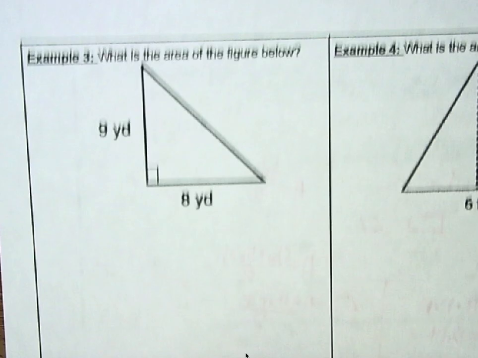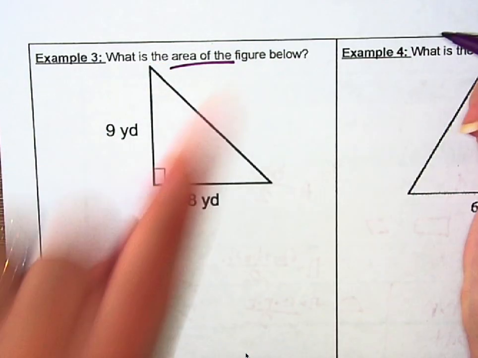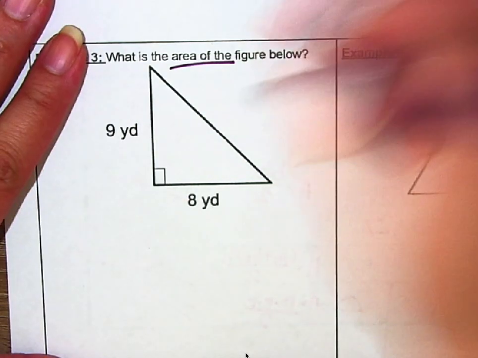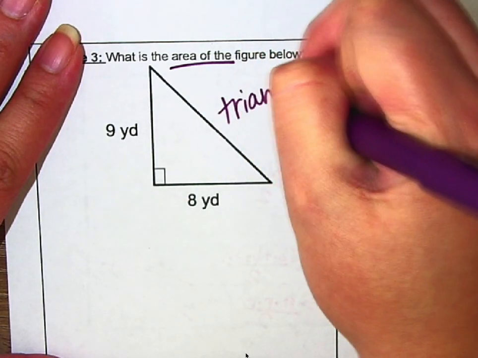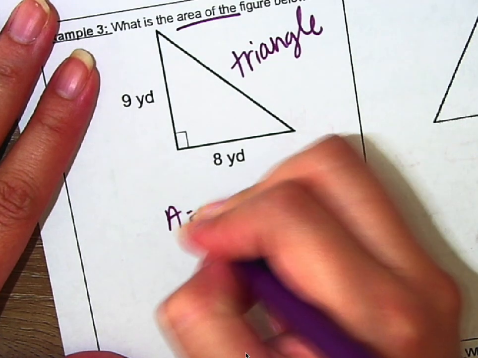So now we got some triangles. It says, what is the area of the figure below? Well, that figure, I can see it's a triangle. So I need my formula for a triangle. Alright, the formula for a triangle we said was A is equal to base times height divided by 2. I'm going to write my formula down.